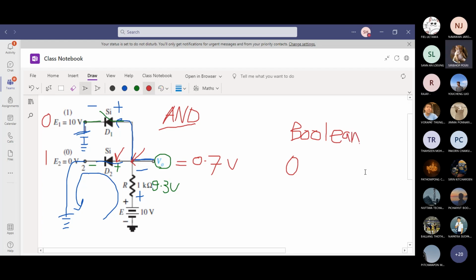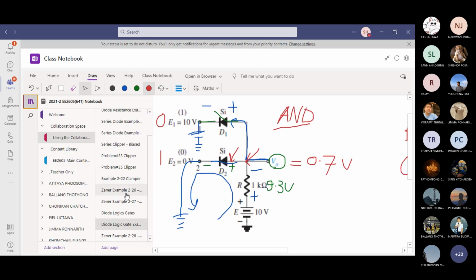How can we know if it is AND or OR? Sorry, say again. How can we know if it is AND or OR again? You have to compare the situation with the truth table. Maybe you have not taken the course yet. Some students took digital logic or they will take it.